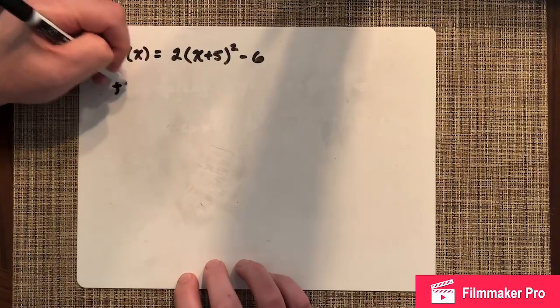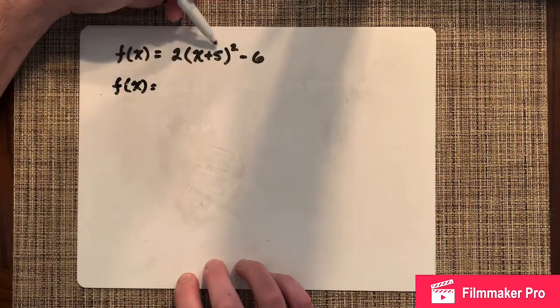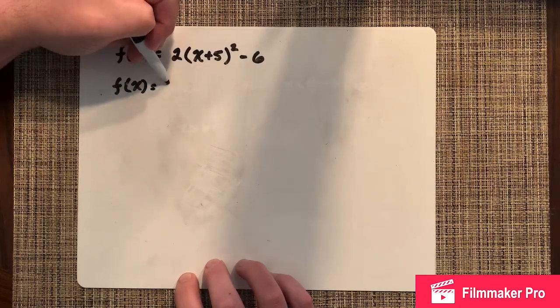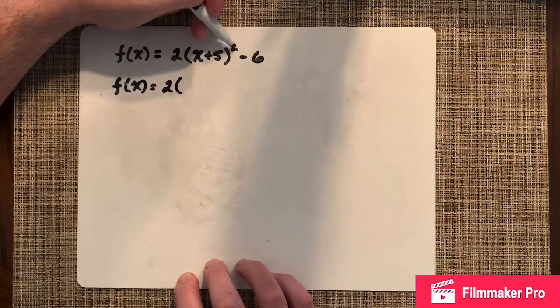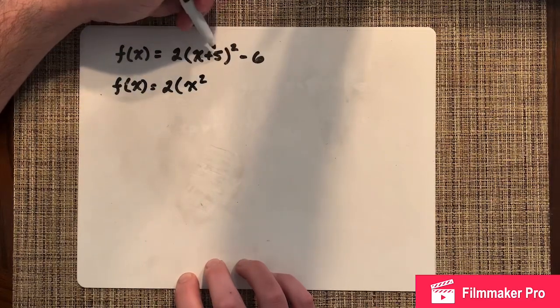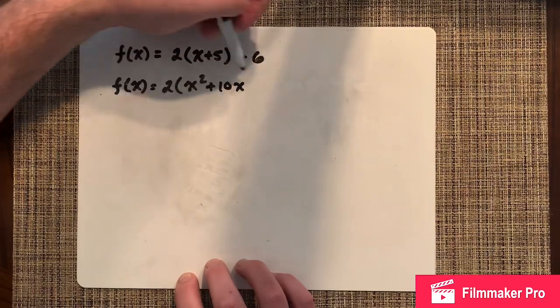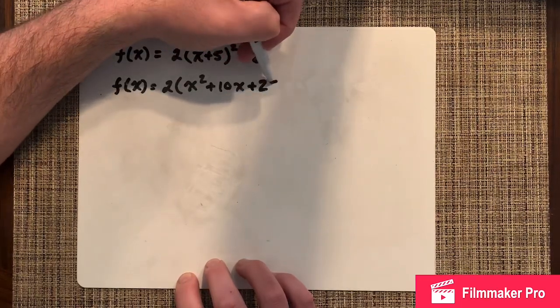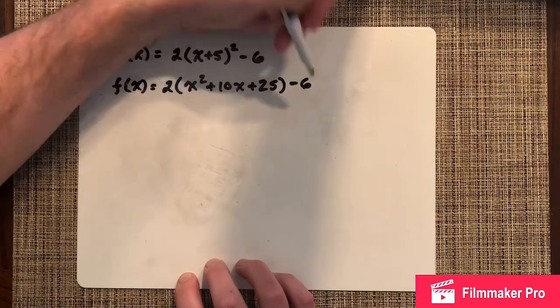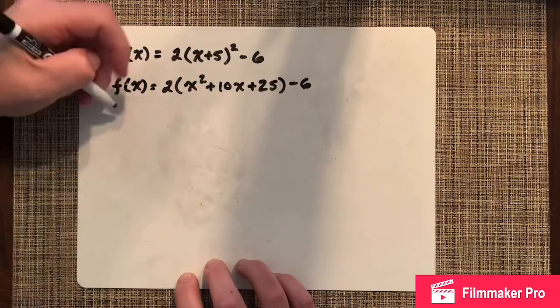So what I'm going to do is f of x is equal to, I'm going to expand this x plus 5 squared first, keeping the 2 out front. This guy right here is going to be x squared, 5 times 2 is 10, plus 10x, 5 squared is 25, and then minus 6. All right, now I distribute my 2 to all 3 of these terms.